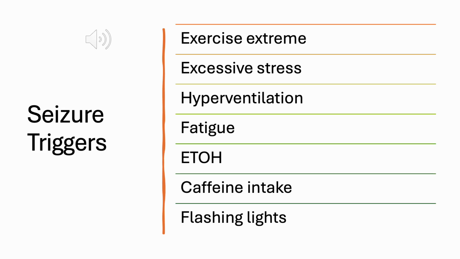Hyperventilation, I want to go back there because patients often have an EEG to diagnose seizures. And one of the things that they make the patient do during the test is they have them hyperventilate, and they may also ask them to be sleep deprived, but they may also expose them to flashing lights to see if they can trigger a seizure. So those are seizure triggers.